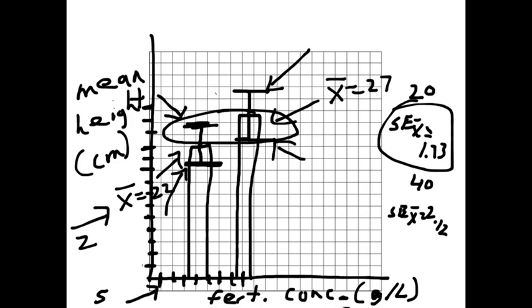What that tells you is that the population mean for this group and the population mean for this group could lie somewhere in this area. They could be the same. So what that tells you is that they're not significantly different. If the error bars overlap, the two samples are not significantly different. And in this case, that tells you that the fertilizer didn't really make much difference.